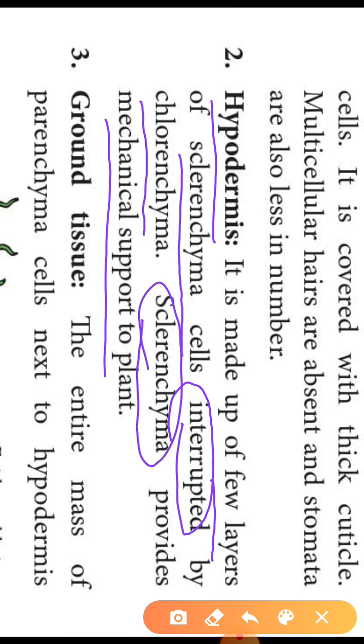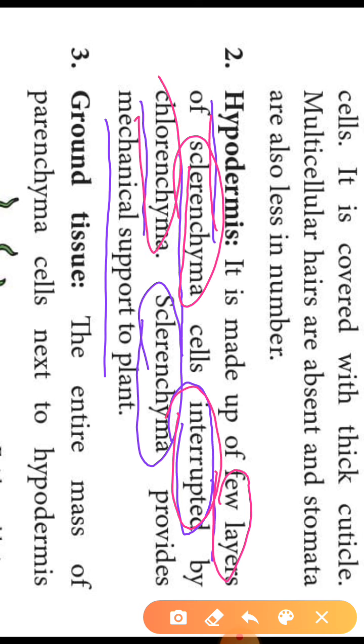Hypodermis is composed of a few layers, or some layers, of sclerenchyma cells. Sclerenchyma means strong cells. It is interrupted by chlorenchyma cells. Sclerenchyma provides mechanical support to plants. This is a one mark question, mark it.